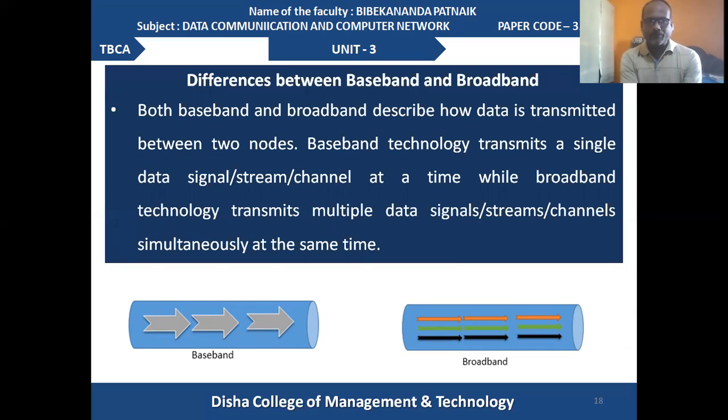As you know, in baseband and broadband, all things are normally transmitted between two nodes, either the first node with the second node. That's why baseband as well as broadband LAN is widely implemented for data communication or data transmission over two nodes. And baseband technology transmits a single data signal, a stream or channel at a time, while broadband technology transmits multiple data signals simultaneously at the same time.